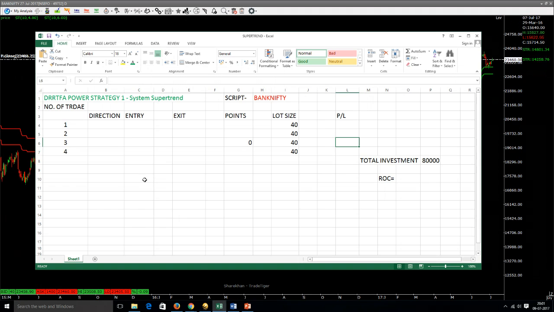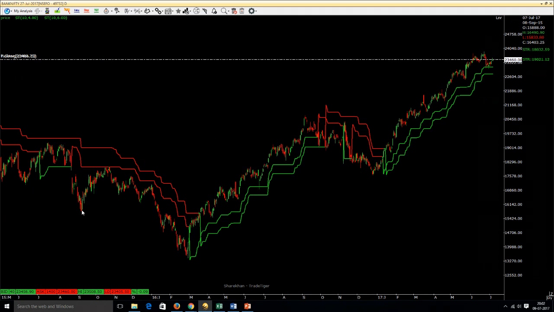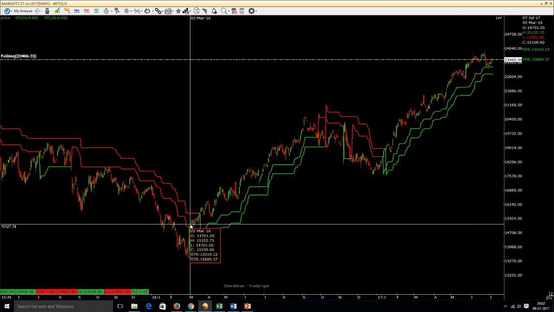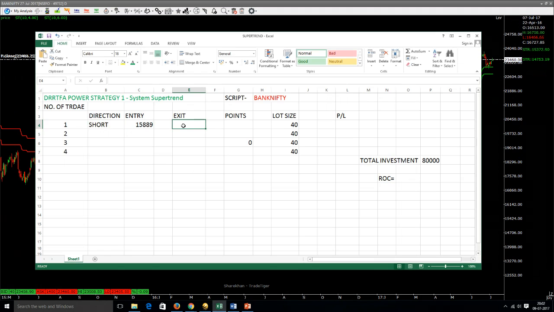The price is 15,889. So let's put this, our entry is 15,889. This is the template for simplicity and fast execution. And our direction as per the Supertrend is short. So we became short at 15,889, and we remain short till our closing price of the candles remains below the Supertrend. And once it goes in between these two Supertrends, we exit from our position, which is at 15,127.